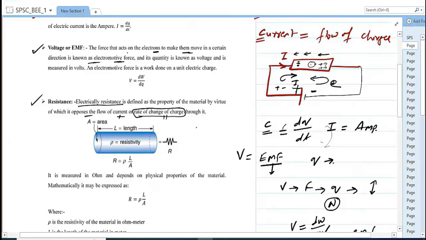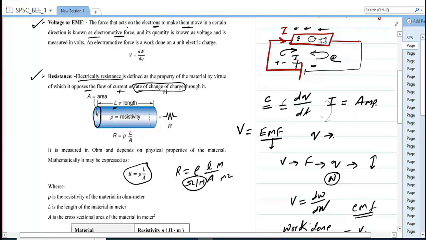One more thing, resistance of any material depends on its physical property. That's why the formula of resistance is R equals rho L upon A. L is the length of the material, and A is the cross sectional area of the material. Length in meter, area in meter square, and rho is in ohm meter. This is the resistivity. I have inserted a table of resistivity of important electrical materials in the next page.